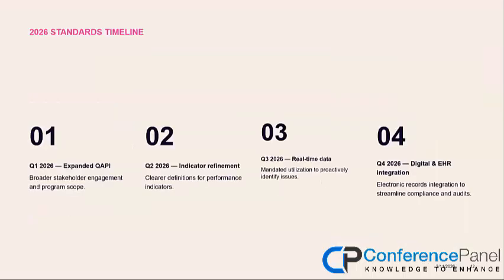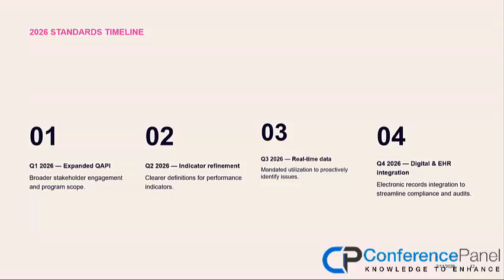So these are some of your standard timelines. I've broken them out into the 4 quarters so that you can actually manage this process. Quarter 1 is broader stakeholder engagement and program scope. When you're looking at the indicator refinement, you want to clarify the intent. Real-time data is information that's captured, processed, and made available with no meaningful delay, allowing decisions to be made immediately rather than waiting for a reporting cycle.